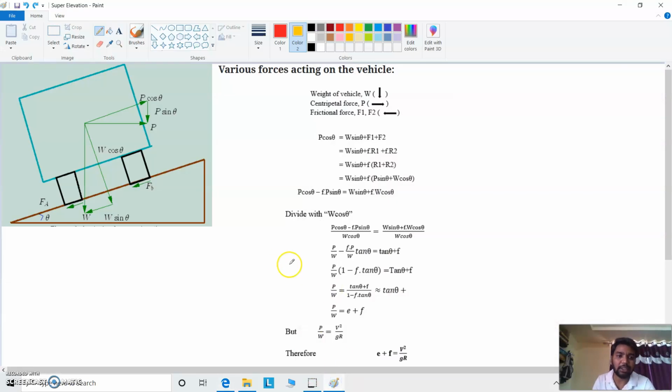Let us see it in the image here. The centrifugal force acts outwards on the body, that is P cos theta, and this is the centrifugal force.